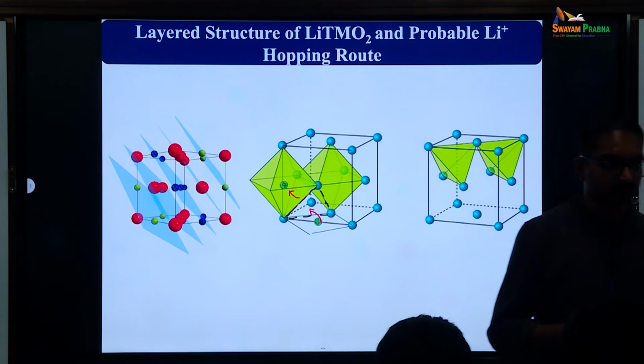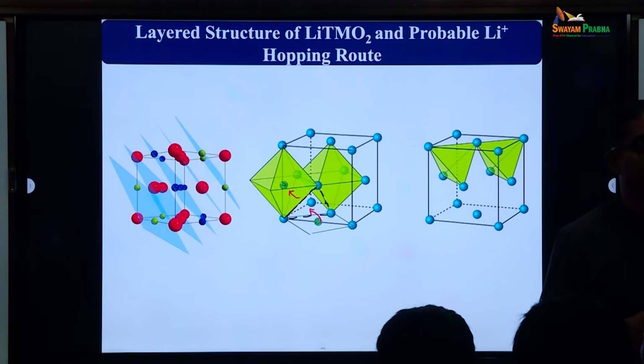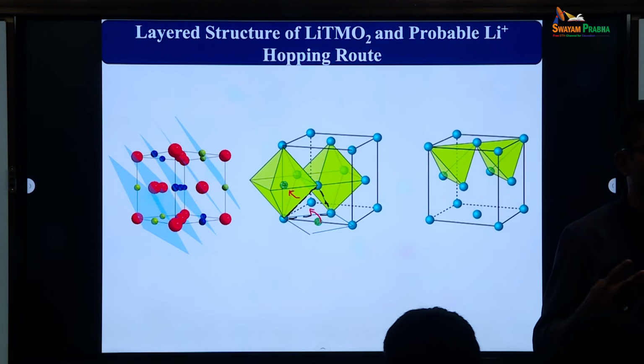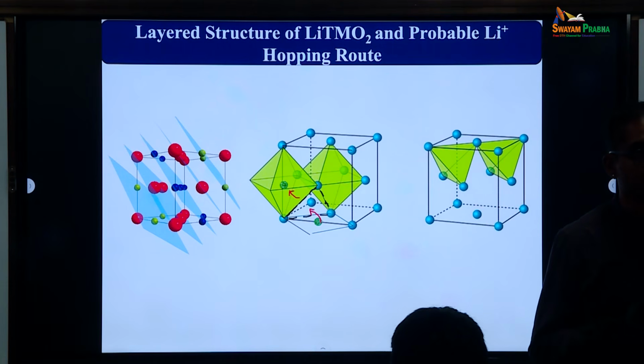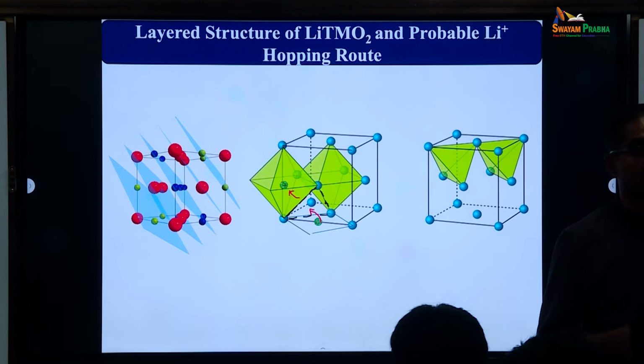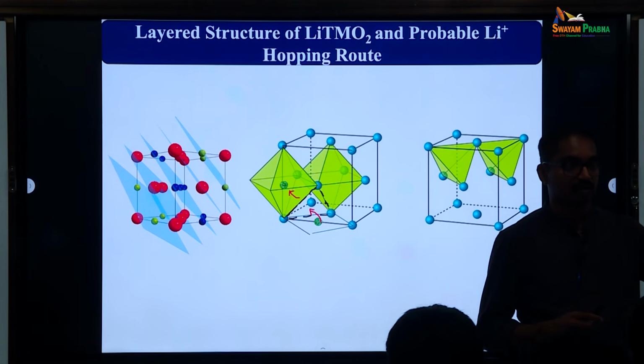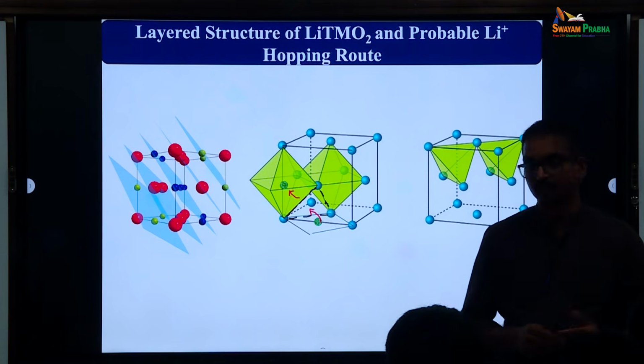But that also will be in a void. Yes. But if an ion has to move, there should be empty space. If everything is totally packed, it is difficult to move also. Fortunately, in LiCoO2, we don't have anything in the tetrahedral void. We have lithium and cobalt present only in the octahedral void. So the tetrahedral void is empty. Therefore, lithium takes that route from octahedra to tetrahedra to octahedra, right?